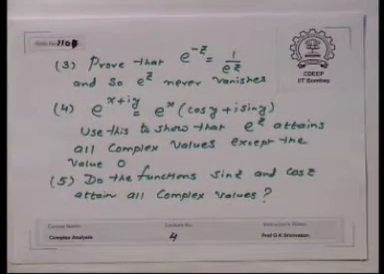z. So, e to the power z never vanishes. So, e to the power z omits the value 0.